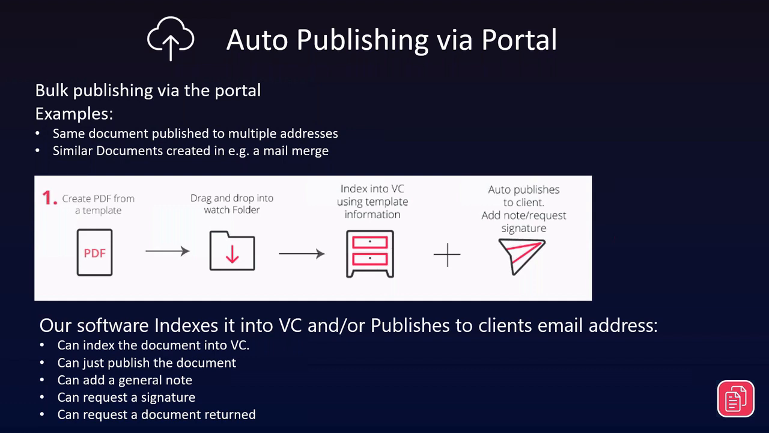So you can just publish to one person, you can publish to 1,000 people. Also, if you do some kind of mail merge or something like that, and you've got similar documents, but you want to send them to individual people, we can do that too. So if you've got an engagement letter, but you've done a mail merge, so you've got some individual information on each one of those, and if you had, let's say, 1,000 letters, you can easily take those 1,000 letters, index them all into Virtual Cabinet one by one, and publish them to the client, and add a note to it, and request a signature if you wanted to do all that as well. So all of that is possible within the portal.